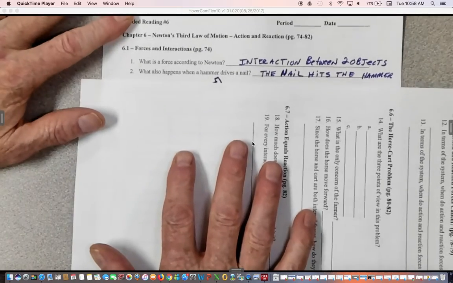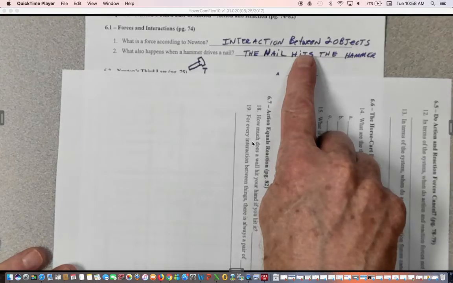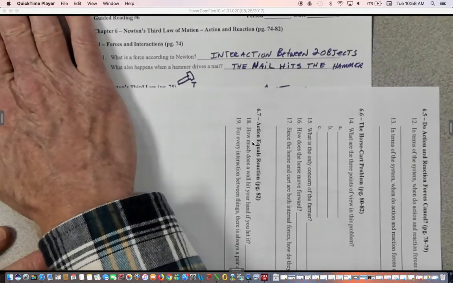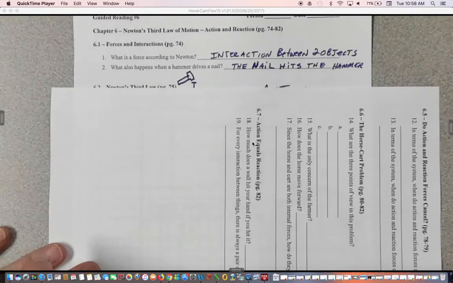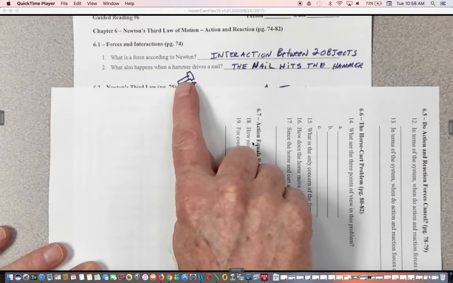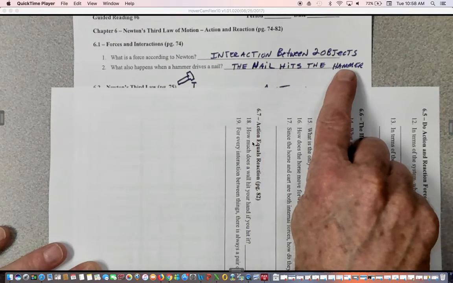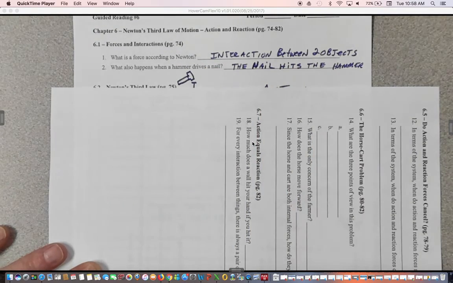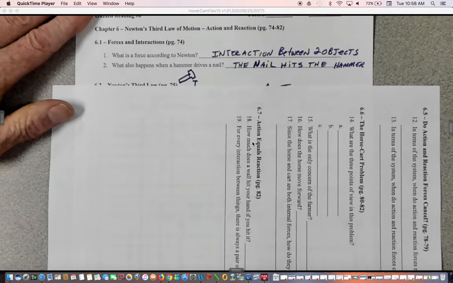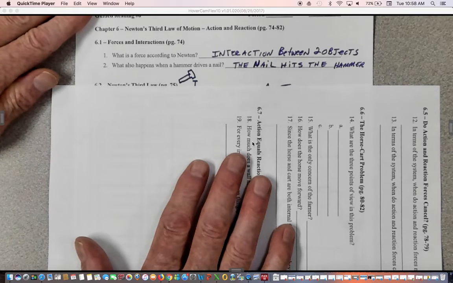First, these two statements. A force is an interaction between two objects, like when your hand hits a desk. Both your hand hits the desk and the desk hits your hand at the same time. It's an interaction. And if you hit a nail with a hammer, the hammer hits the nail, but the nail hits the hammer. They have equal and opposite forces. You can pause the video at home if you need to, but I'm going to move on.